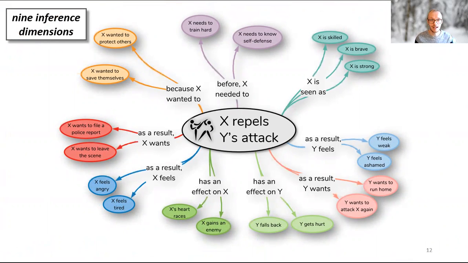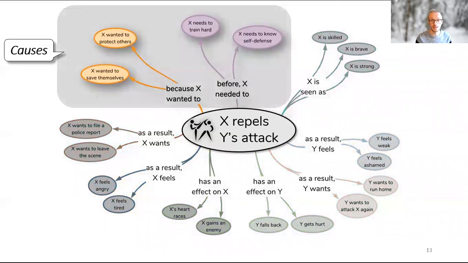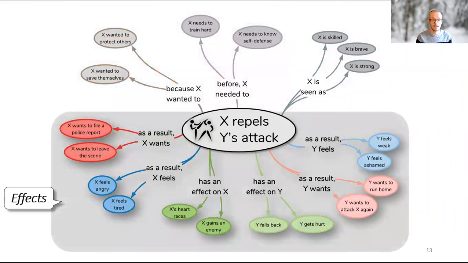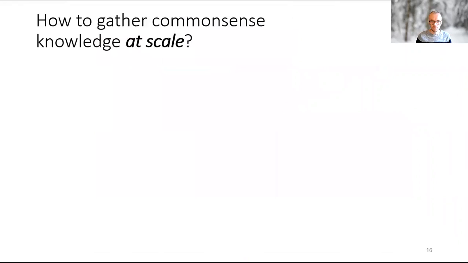And Atomic distills this knowledge in 9 different inference dimensions that cover the causes of the event, for example, that X might have wanted to protect others before repelling Y's attack, and also the effects of the event, for example, that X might want to leave the scene or feel angry afterwards, or that Y might get hurt or feel weak. And so one challenge with creating this knowledge graph is that in order for it to be useful, it needs to be high coverage and large scale.